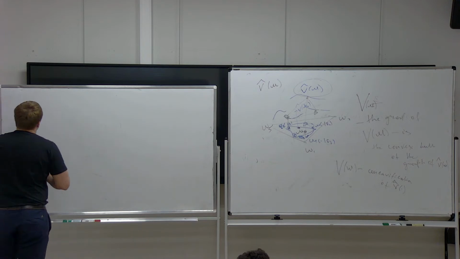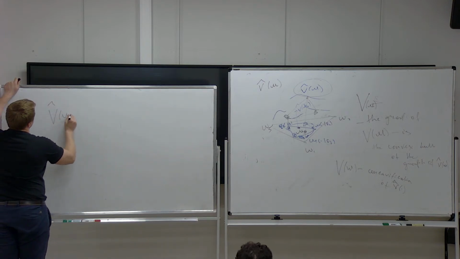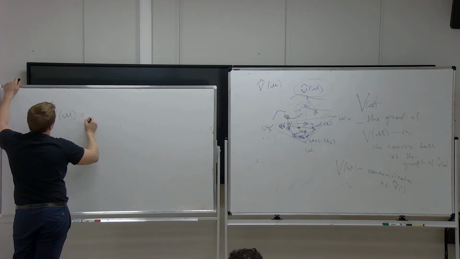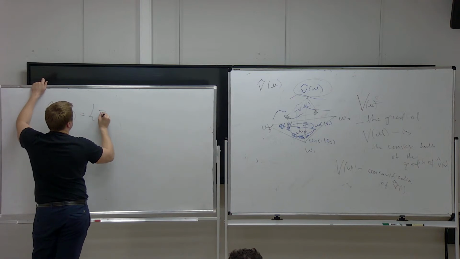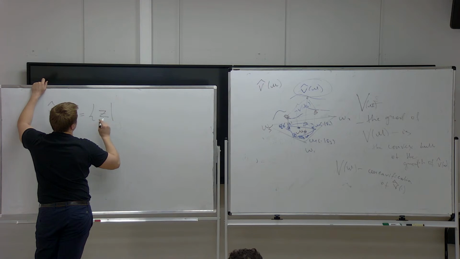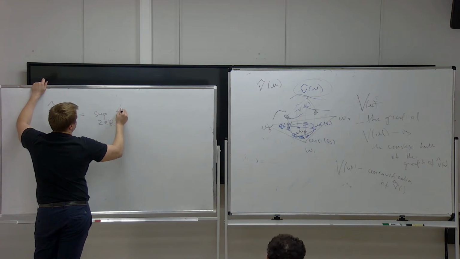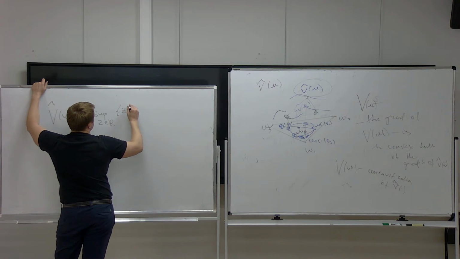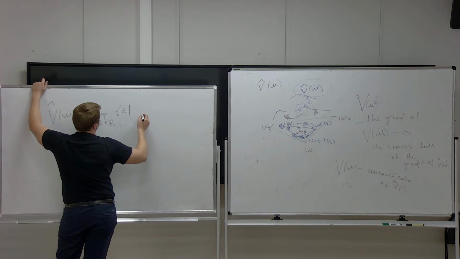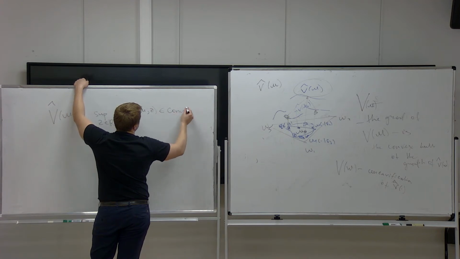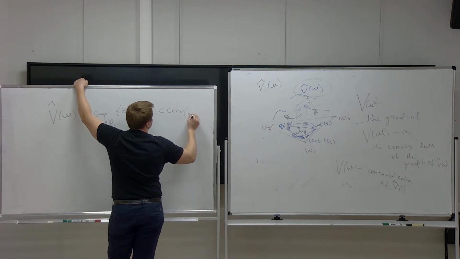I think they defined it like that. That v of mu equals the supremum over z such that mu and z belongs to the convex hull of the graph of v hat.